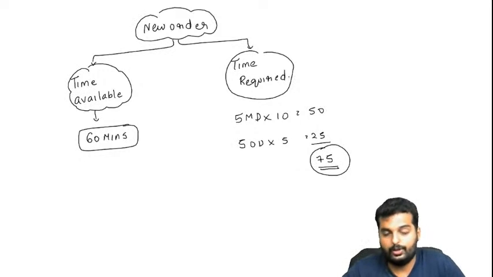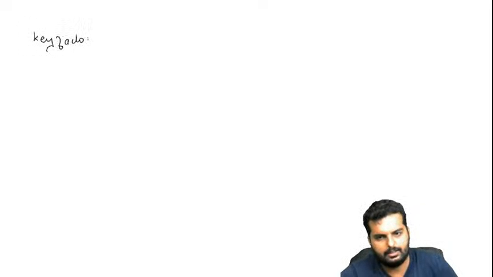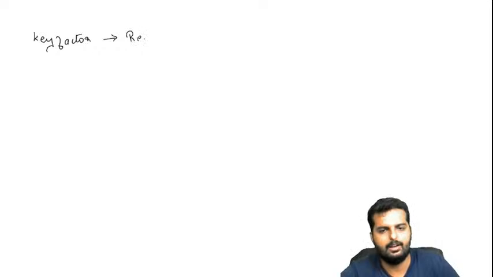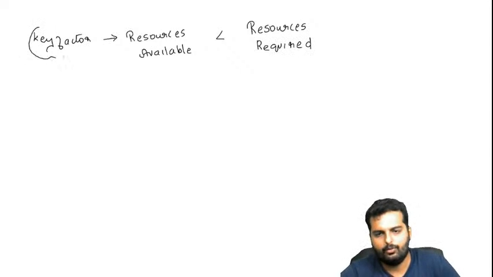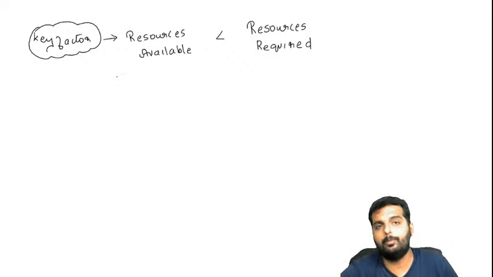Friends, this scenario is what we call a key factor. Why? Because the time available over here is only how much? 60 minutes. But the time required is actually how much? 75 minutes. So I'll write down: key factor means it's a situation where resources available is less than resources required. Okay, so what we do in this case is that in order to optimize our profit, we find contribution per key factor. I'll write it down, then I'll explain to you.